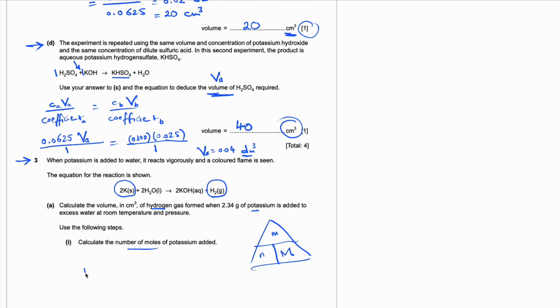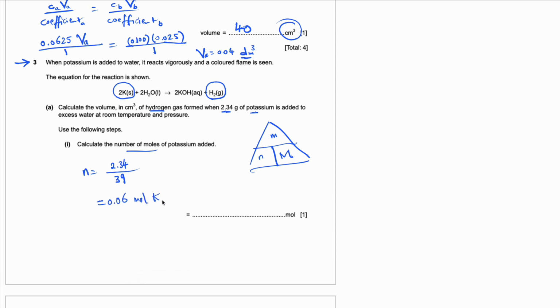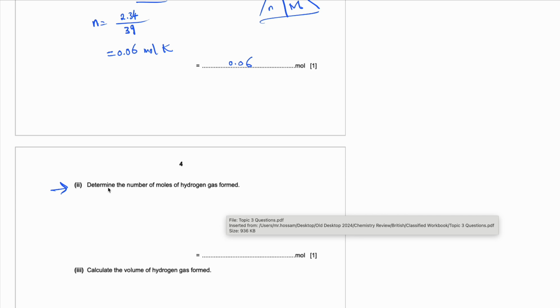So the number of moles of potassium equals the given mass, 2.34, over the molar mass of potassium from the periodic table, which is 39. And that gives us 0.06 moles of potassium. So the answer is 0.06.